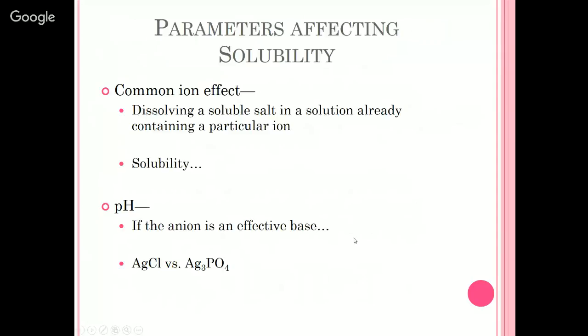So an effective base means that the conjugate base came from a weak acid. Fluoride ion is a great example. The fluoride ion can react with H pluses, with protons or hydronium ions that are present, which means that the solubility would increase because you are effectively removing the fluoride ions from solution because they're doing a side reaction. F minus reacts with H plus.